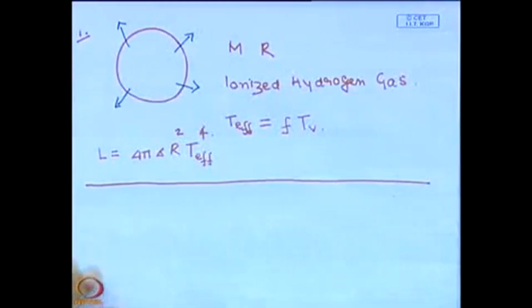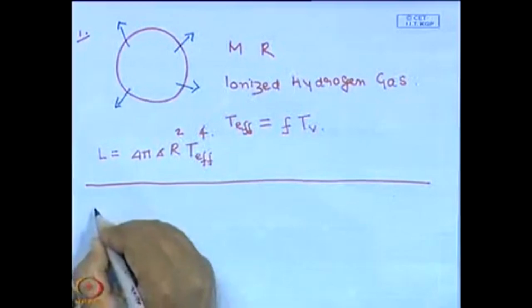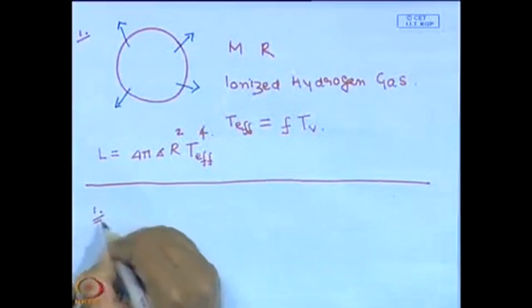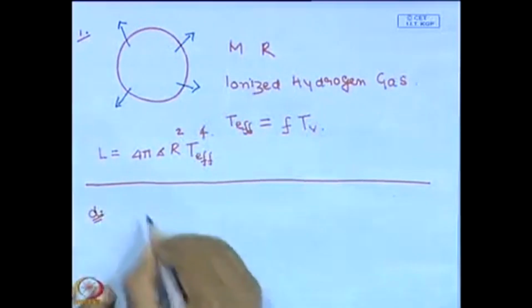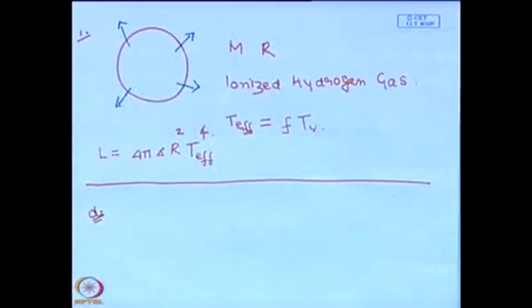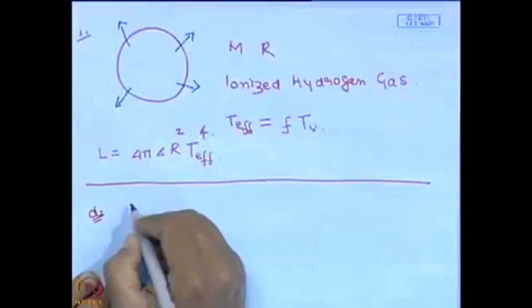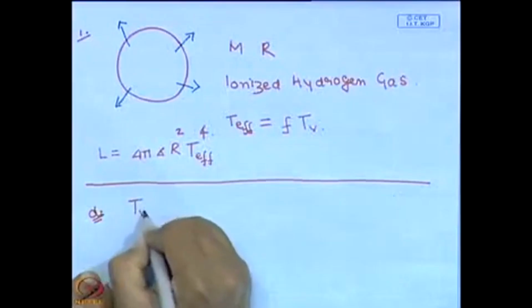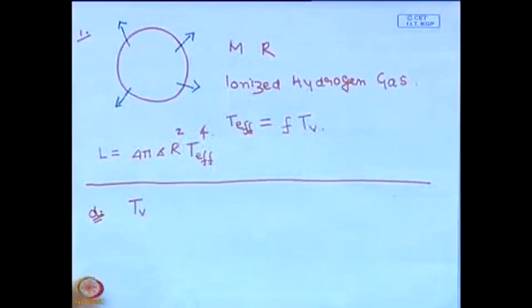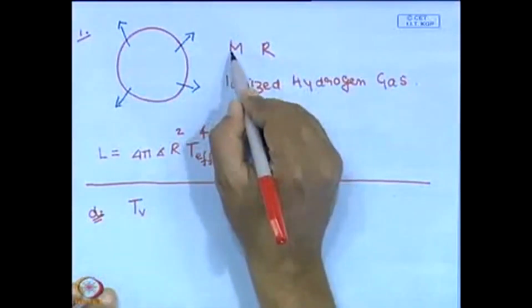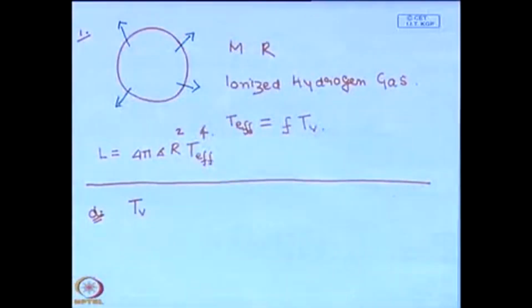So, the first part of the problem is to estimate the virial temperature of this object A. So, let us call it A. What is the virial temperature of this object? So, the virial temperature Tv, and how does this scale with the mass of the object and the radius of the object? Okay.